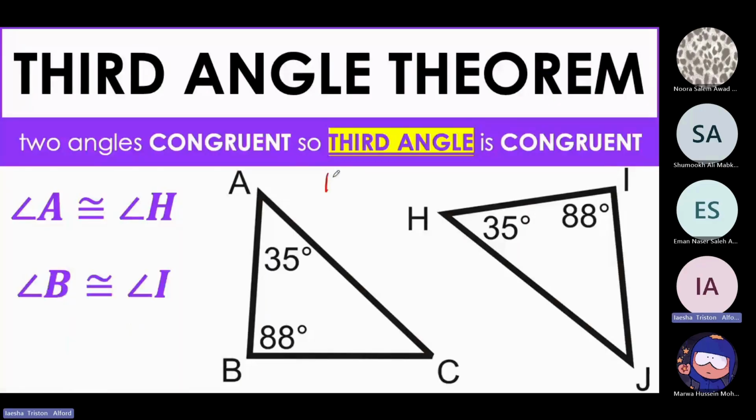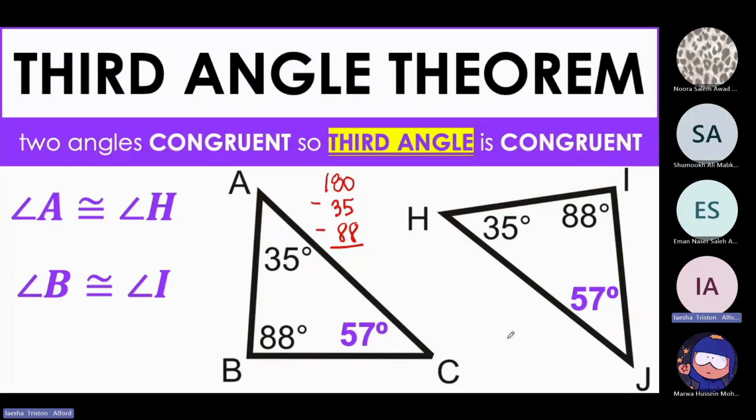You would do 180, subtract 55, subtract 88, gonna give you 57 degrees. For the second triangle, if we do 180, subtract 35, subtract 88, what number should be for angle J? 57. Should be the same, should be 57 degrees.